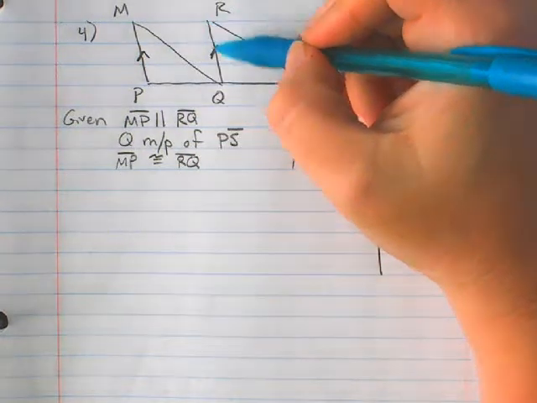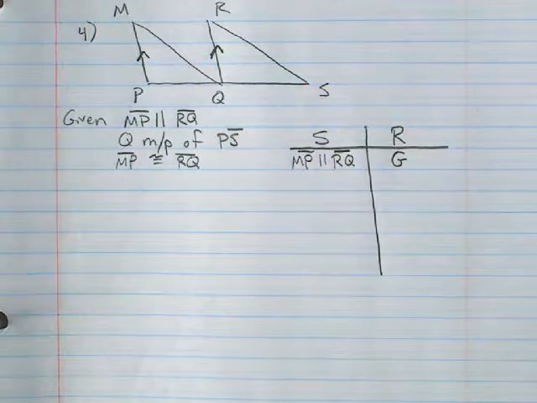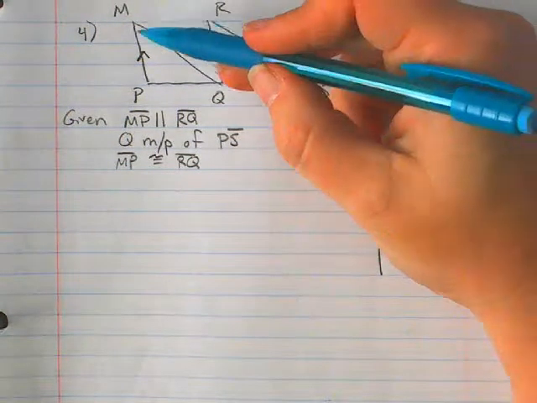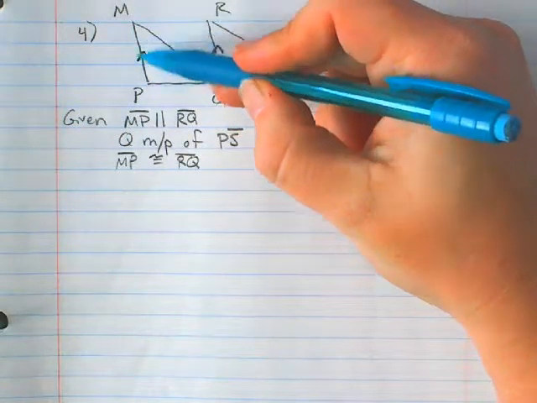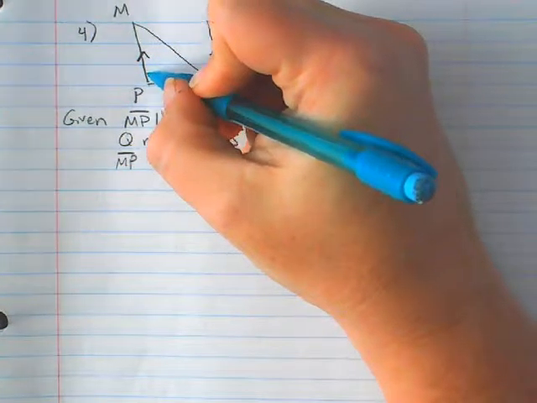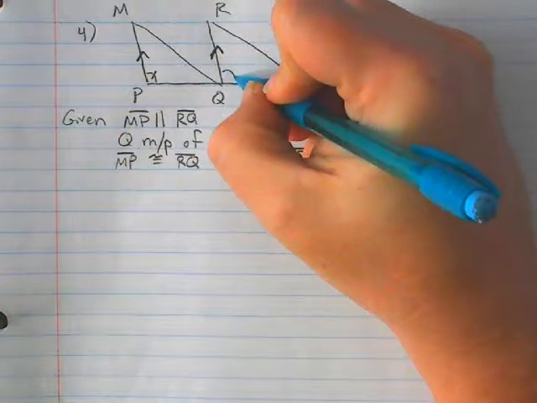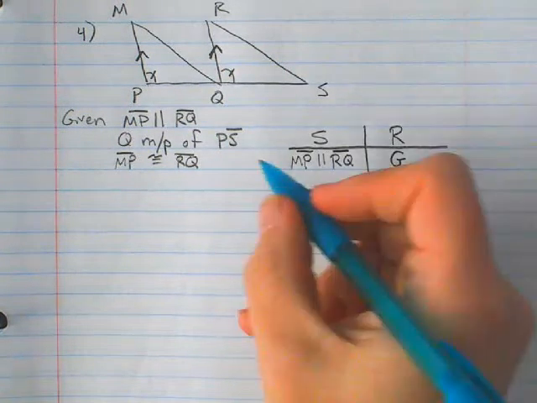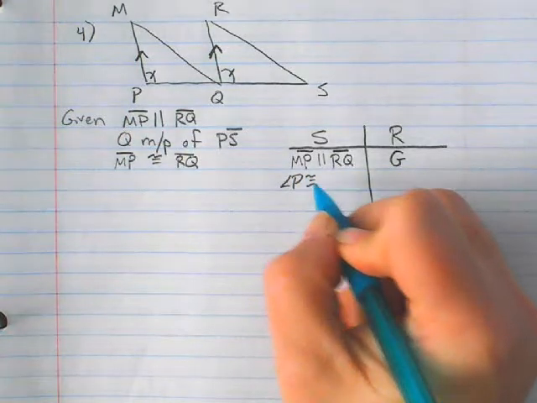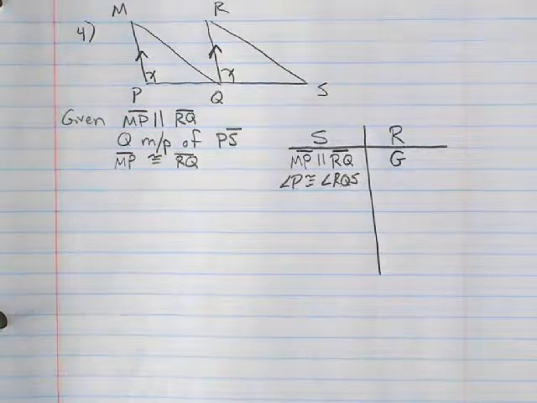These lines are parallel, and here's my transversal. So I have some congruent angles. Here's the parallel, here's the transversal. Parallel, transversal. Angle P is going to be congruent to angle RQS. You can't just call it Q. There's too much going on there. You have to be more specific. Angle P congruent to angle RQS. Yes, you are allowed to do that.